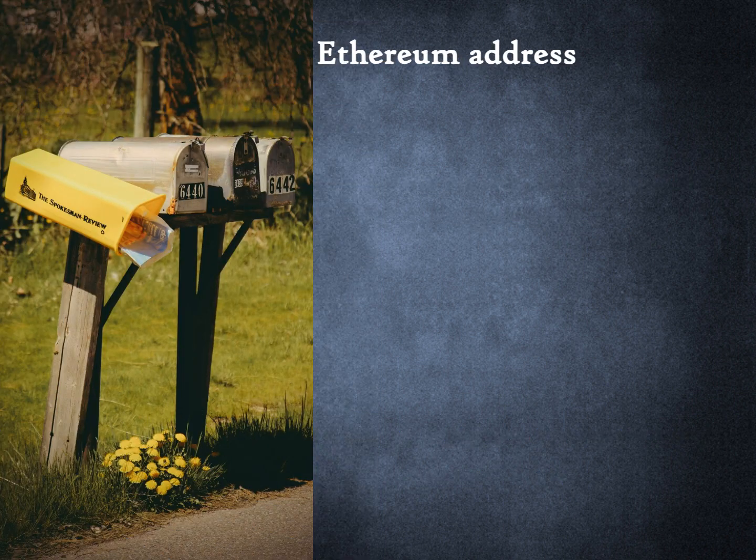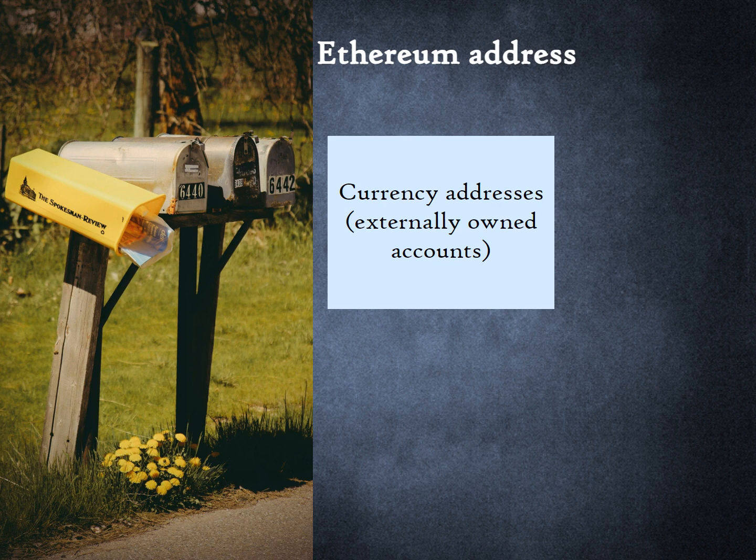The blockchain address within the Ethereum network is called the Ethereum address. Ethereum addresses are of two types. First, externally owned accounts. These are just like Bitcoin addresses in that they store the value of cryptocurrency. For simplicity, we will call them currency addresses. Later we will learn why they are called externally owned accounts.